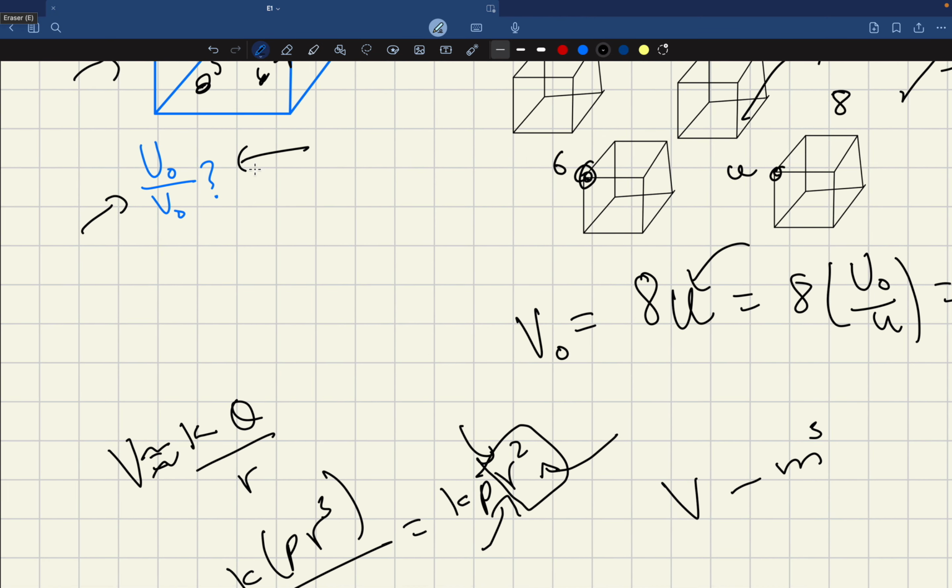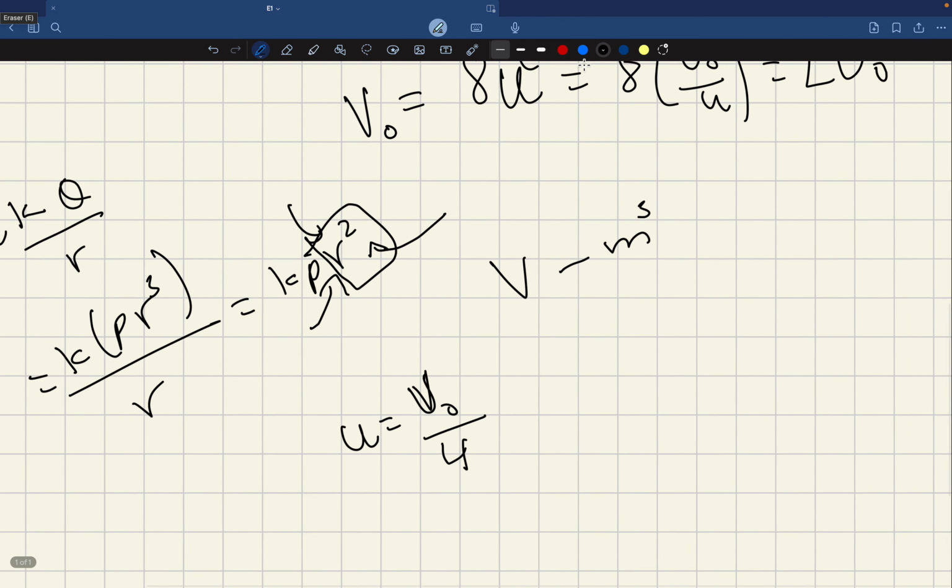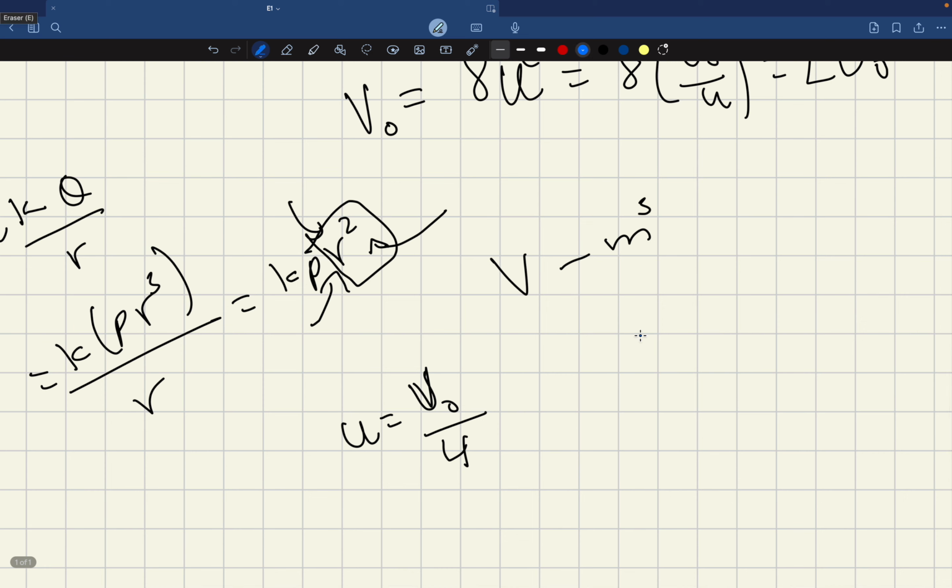The answer we wanted is u naught over v naught. So that just becomes u naught is u naught, v naught we found to be equal to 2 u naught, and this just becomes half, and that's our answer.